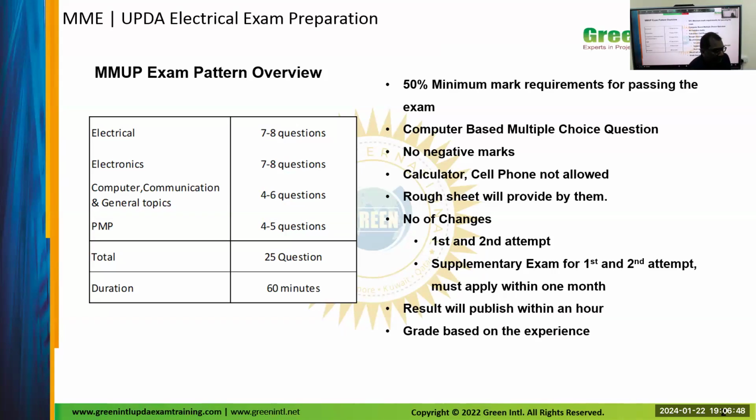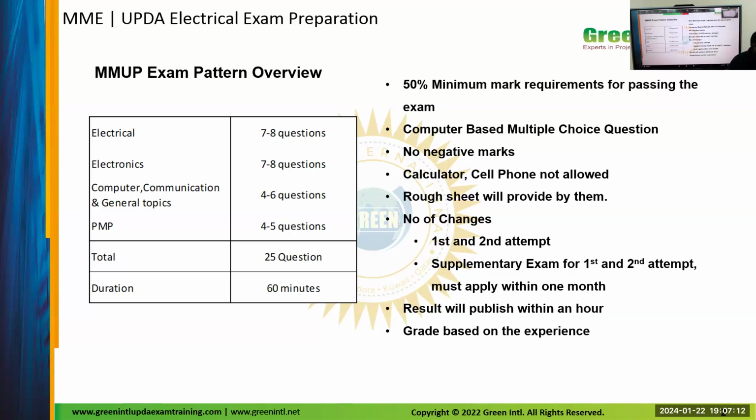So to get a license, we need to appear for an exam. That exam consists of 25 questions. 25 questions, 1 hour, 100 marks. 25 questions, 60 minutes and 100 marks. So the 25 questions consist of various areas.